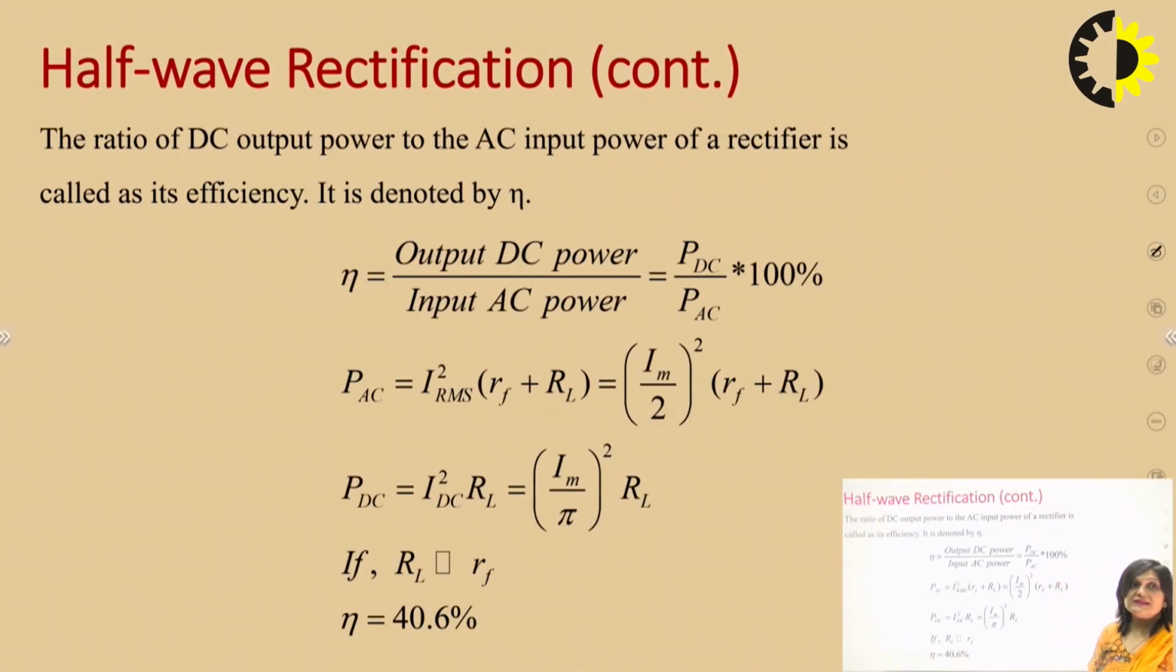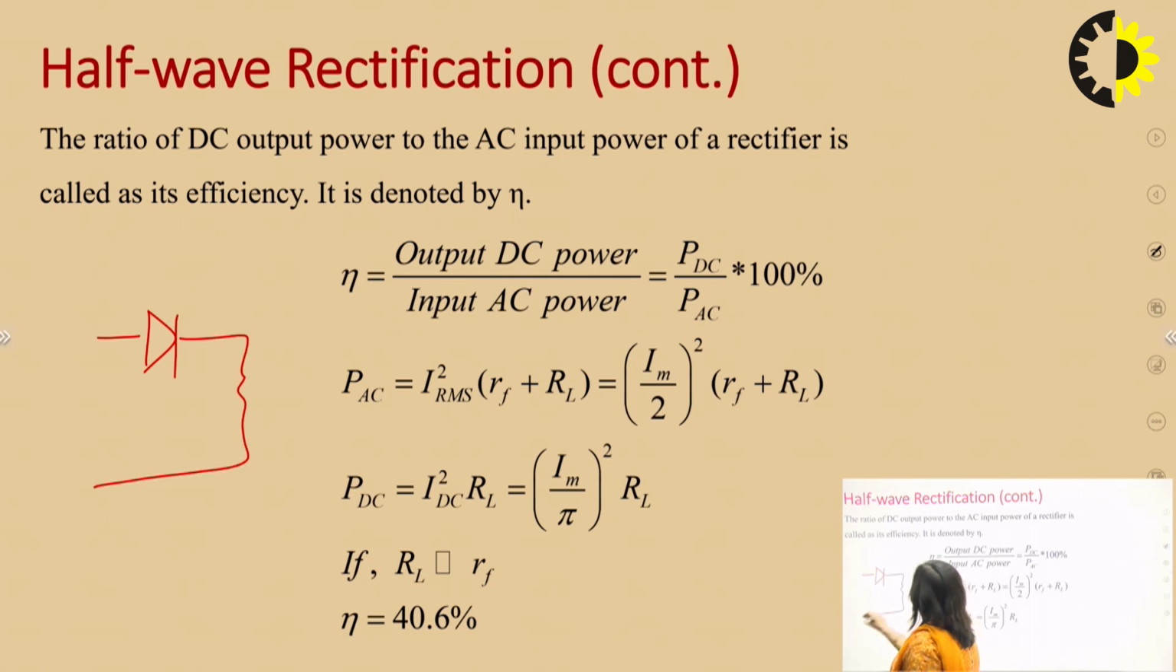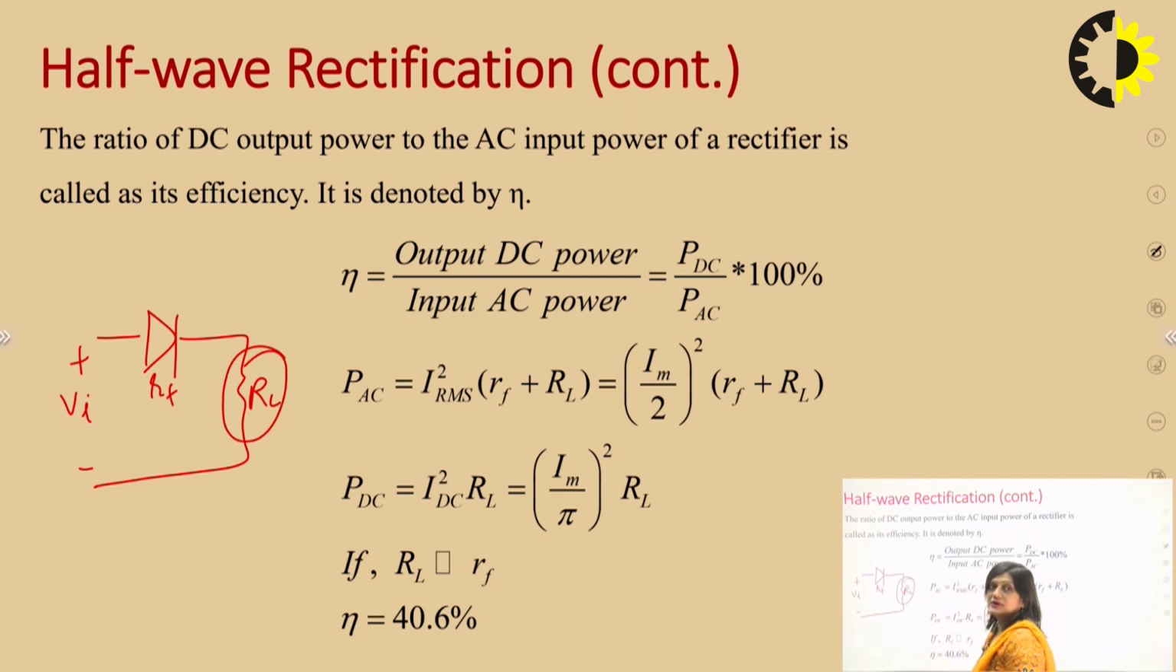And for calculating the efficiency, means the DC power output, the rectifier was like in this way. So this was the RF, the diode resistance is RF. This is Vi plus minus. So for output, we have to find the DC power output here. For that DC power output, we can find IDC square multiplied by RL. IDC means average DC current, that is given by Im upon pi whole square multiplied by R.